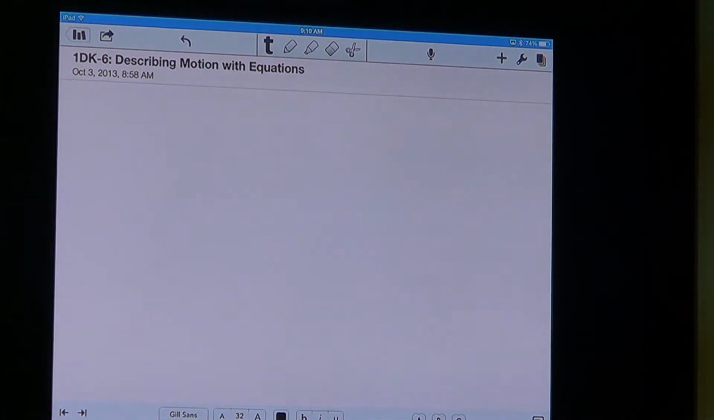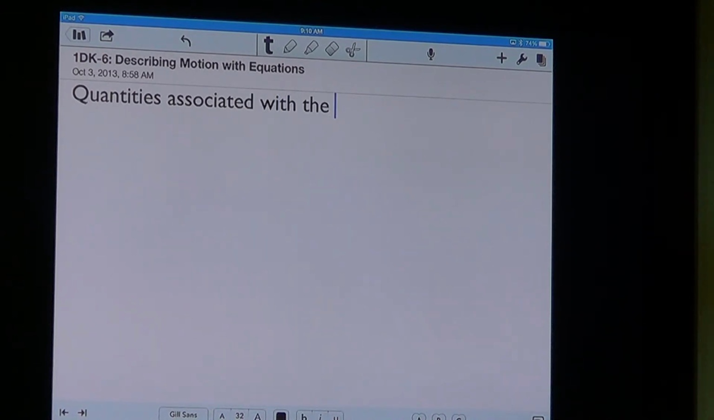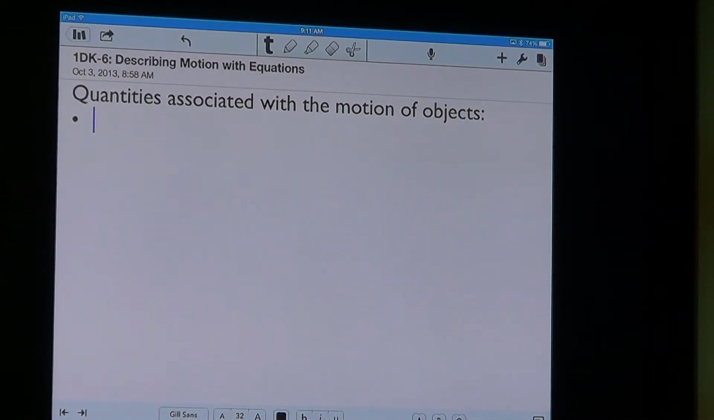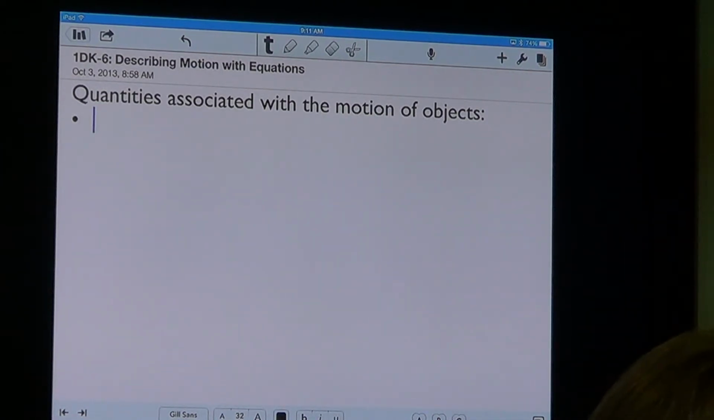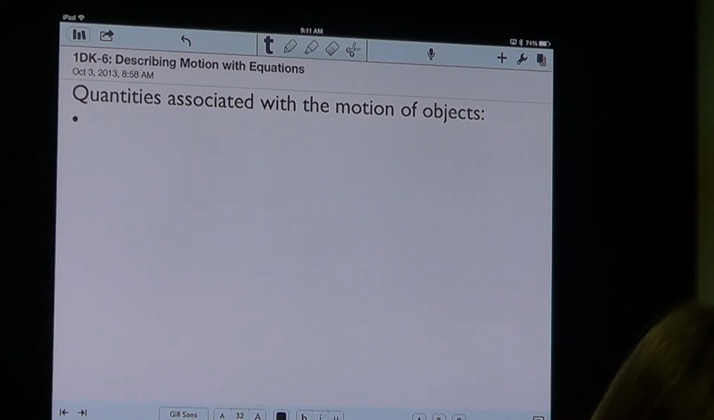Alright, so we're gonna talk about more describing motion with equations. Quantities that are associated with the motion of objects that we have discussed so far. Can you guys tell me what they might be? There's 4 quantities that we have discussed that are related to the motion of objects. Like acceleration.